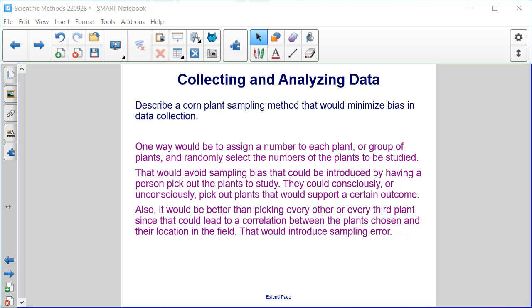Also, it would be better than picking every other or every third plant, since that could lead to a correlation between the plants chosen and their location in the field. That would introduce sampling error.